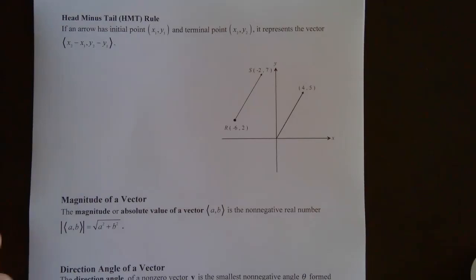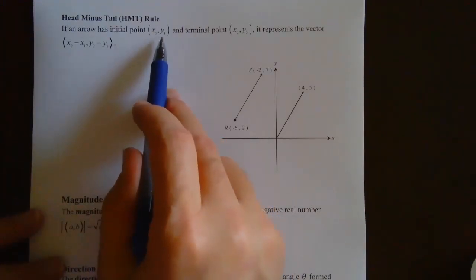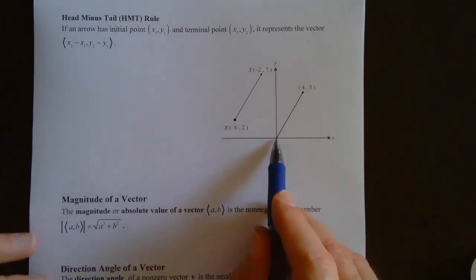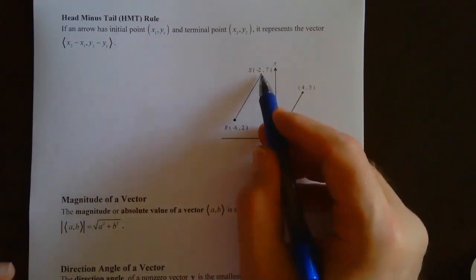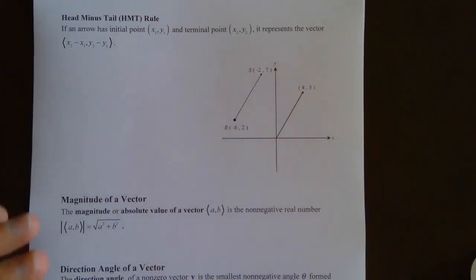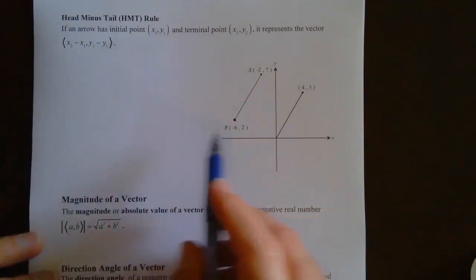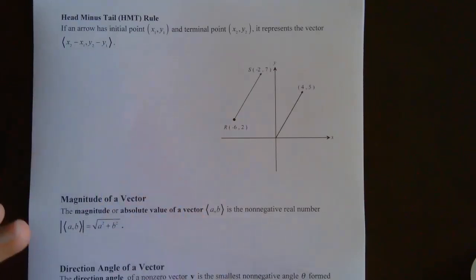A lot of this is going to be definitions. If an arrow has initial point x1, y1, like R right here or the 0, 0 right here, and terminal point x2, y2, like this point right here, it represents the vector x2 minus x1, comma, y2 minus y1. This is the change in x, and this is the change in y.